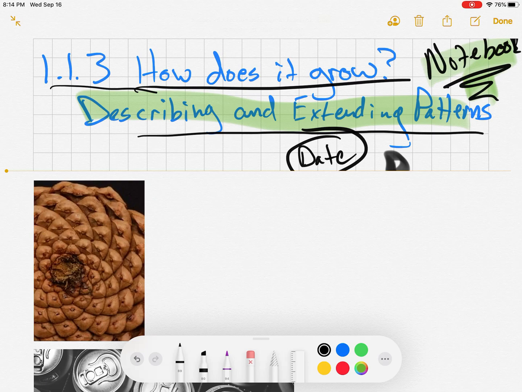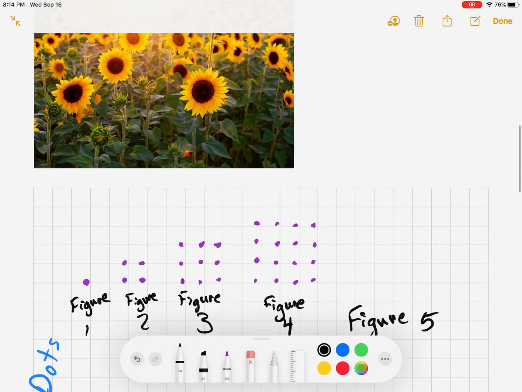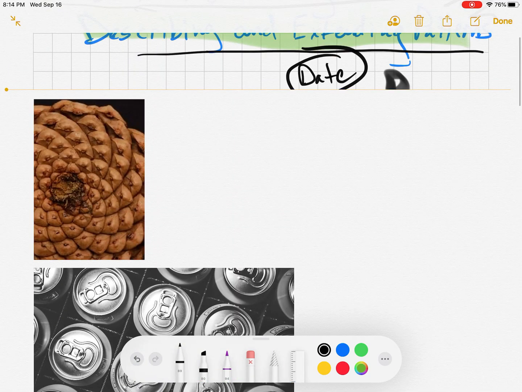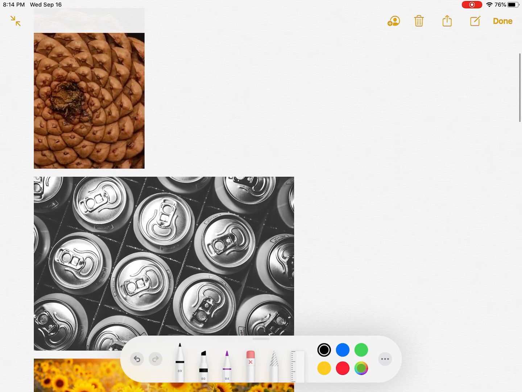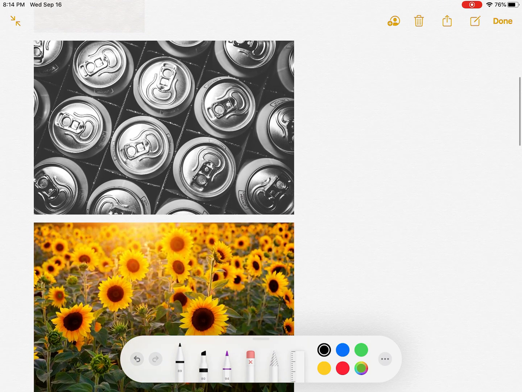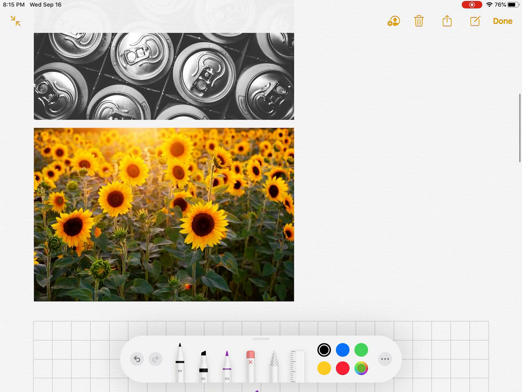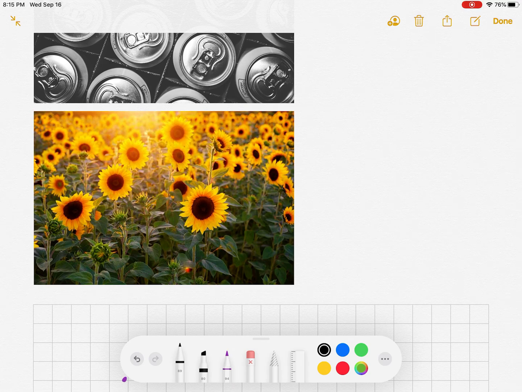So when we're talking about patterns, oftentimes math is used to describe patterns, and we'll start with simple patterns like these down here, but ultimately math can be used to describe patterns like pine cones and pop cans, or water cans, I guess, nowadays, right? Carbonated water. And then we also have some flowers here.